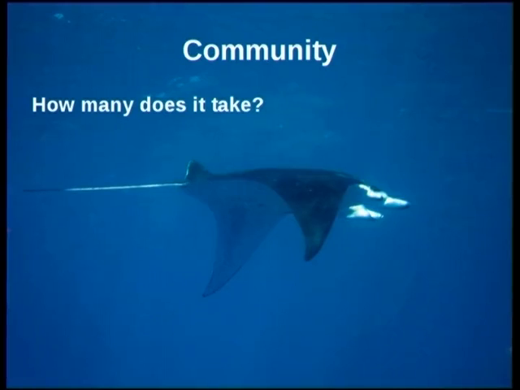So how many does it take? This manta ray clearly didn't have a lot of friends around. But he followed us. We were a little dive group, and he liked us.